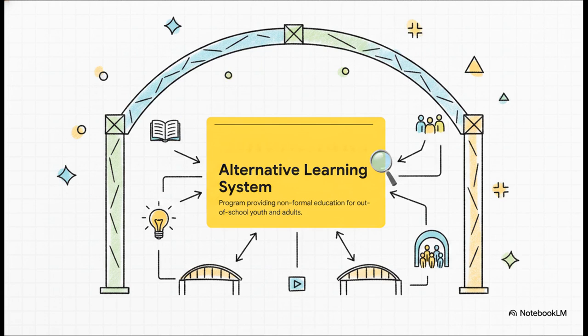We also see structural support in inclusive educational programs like the ALS, or Alternative Learning System. This program provides non-formal education for out-of-school youth and adults. It is a fantastic safety net. It ensures that education and community connection remain accessible to everyone, proving there is always a pathway to growth.